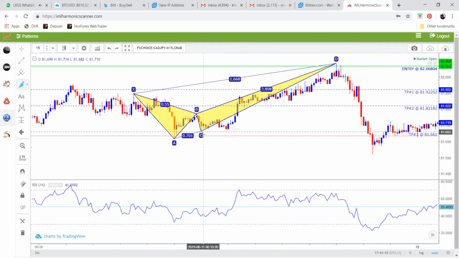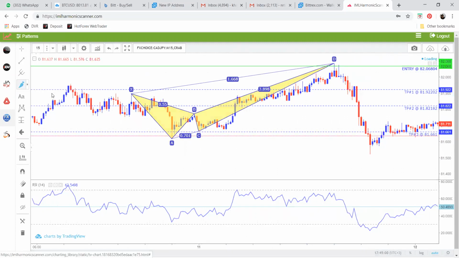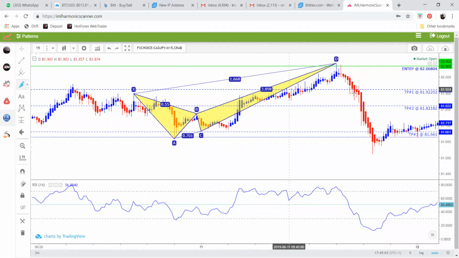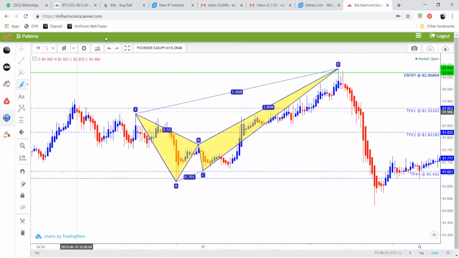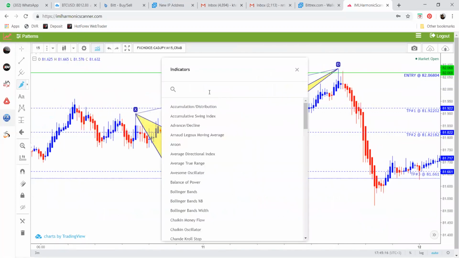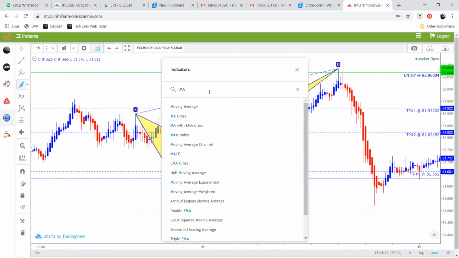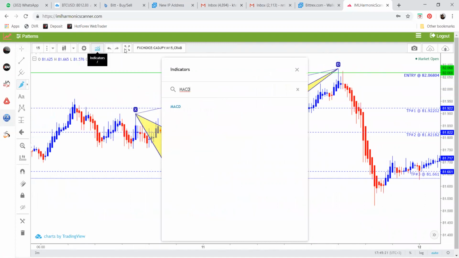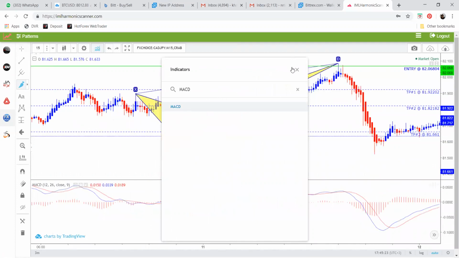Now let's go. First thing we're going to do is change the chart to Heikin Ashi. So we're going to take these candles and change them to Heikin Ashi candles, so it's a lot cleaner. And then we're going to remove the RSI and put the MACD. You click indicators, type in MACD, click on it, and it comes up.